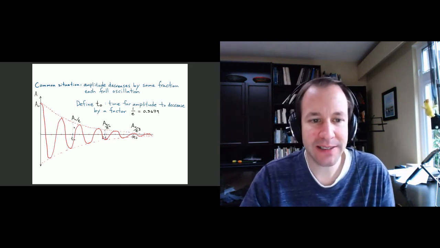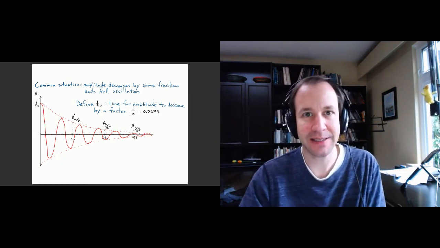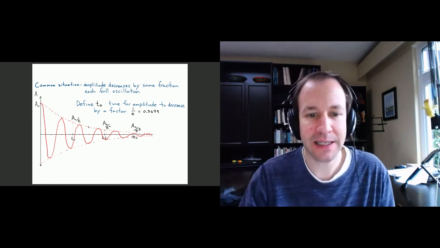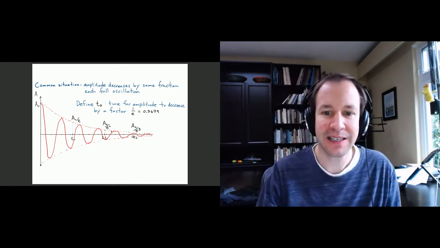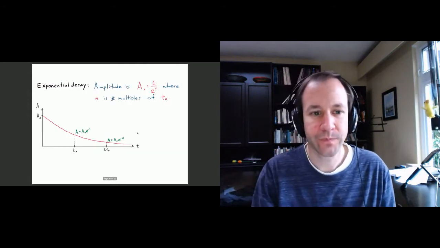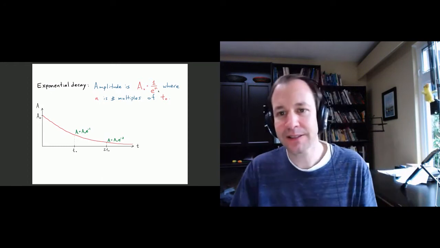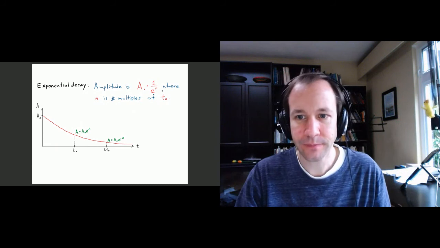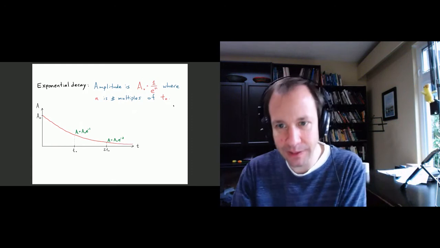And so what we can say is that after one time constant, by definition, the amplitude is A0 over e. But then after two time constants, it's going to be A0 over e squared. After three time constants, it's A0 over e cubed, and so forth. And so after n time constants, the amplitude is A0 over e to the n. And n is again just the number of multiples of the time constant.